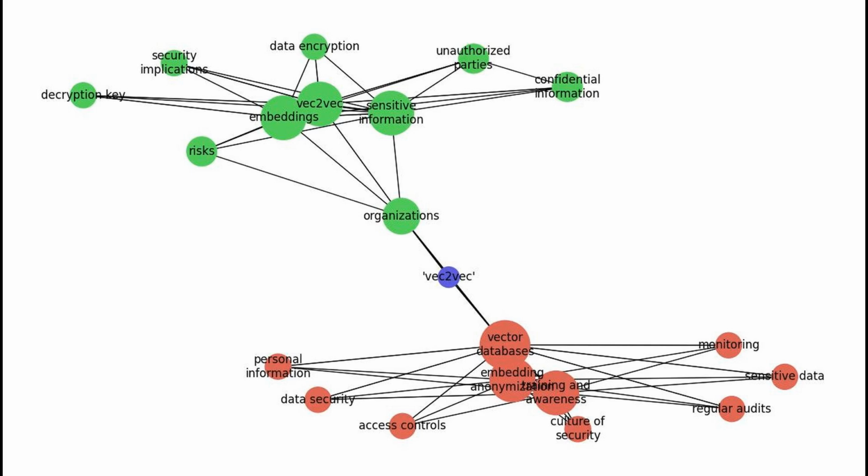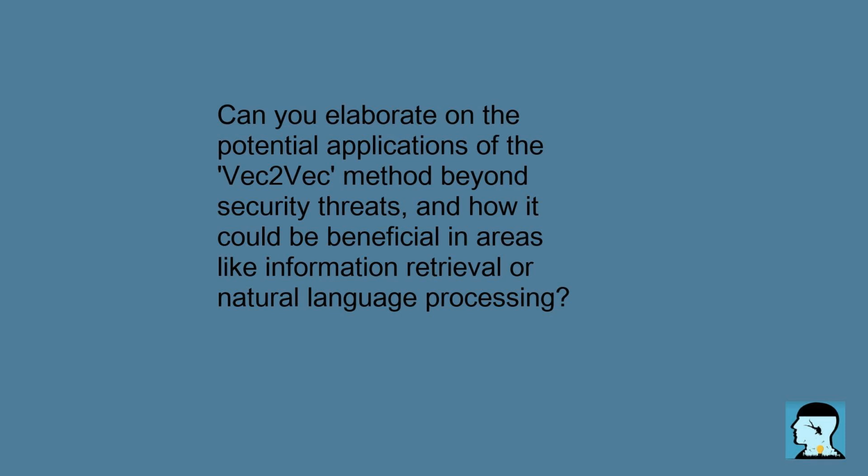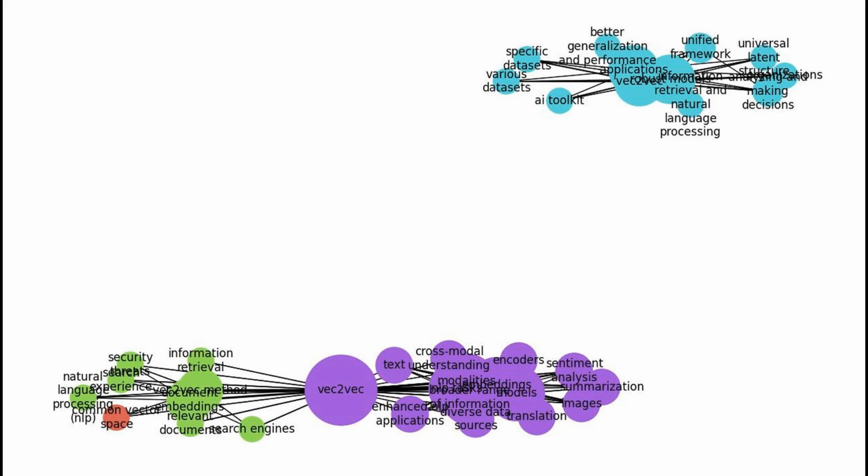the capabilities of Vec2Vec. Can you elaborate on the potential applications of the Vec2Vec method beyond just security threats and how it could be beneficial in areas like information retrieval or natural language processing? The Vec2Vec method has potential applications beyond just addressing security threats, particularly in areas like information retrieval and natural language processing. And here's how it can be beneficial in these fields.